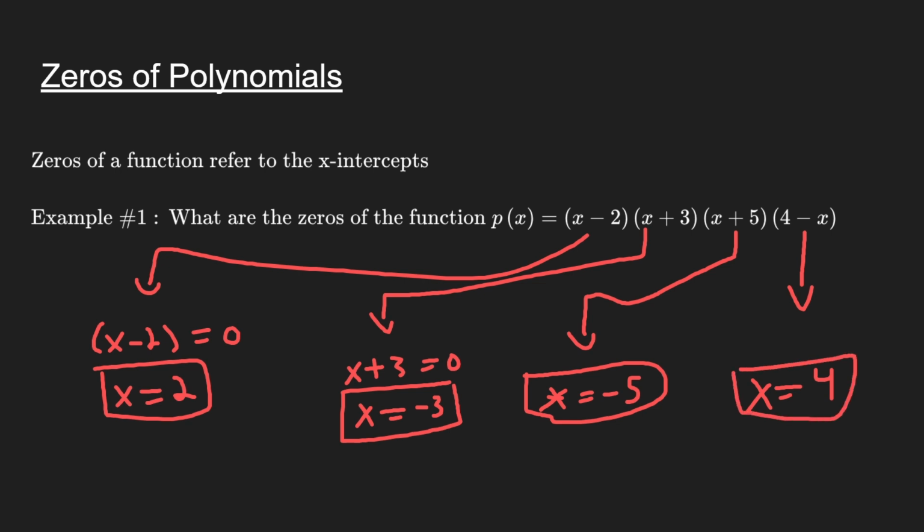So these would be all your zeros of the polynomial function. It's whatever makes each binomial 0. And if you plug in these x values, for example if you plug in 2, then you're going to get a y value of 0. So let's move on.